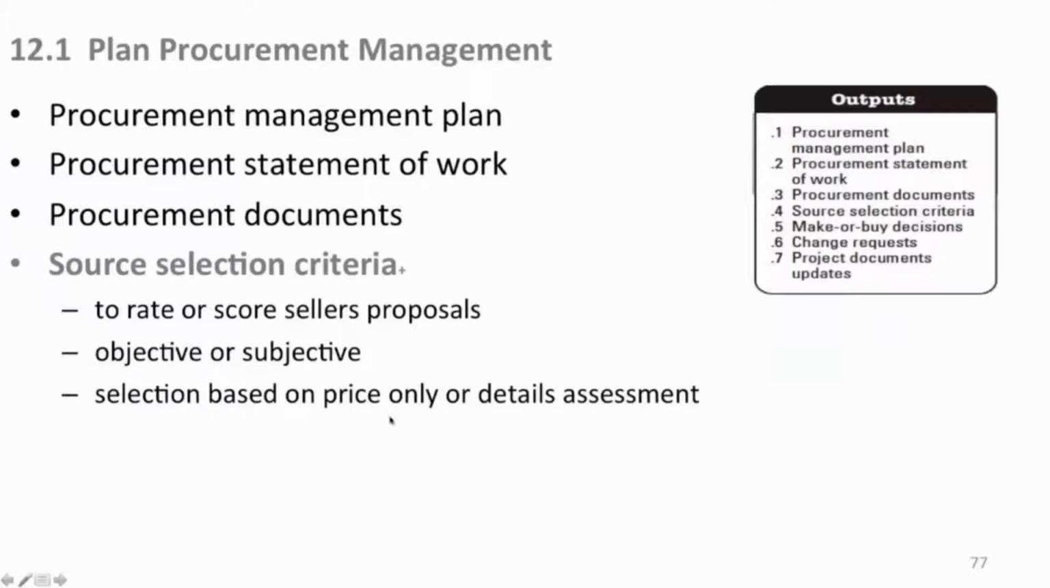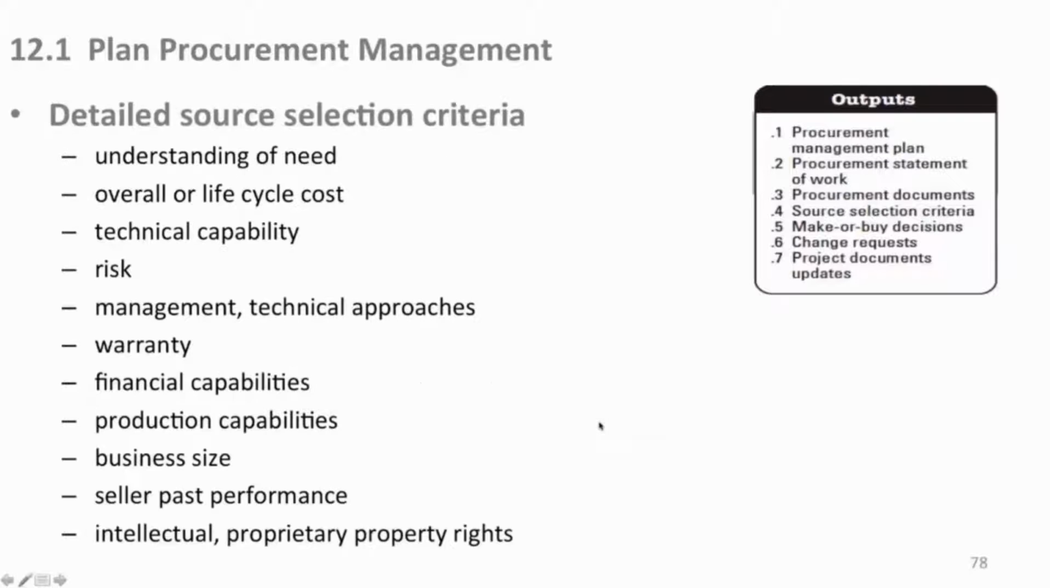And objective, of course, is just fixed things that you can actually check off in a box against various bidders. And the selection is based only on price or the detailed assessment of them. You don't want it just because they're your friend. You can't cook the books to give somebody work because they're your friend. It's got to be based on empirical data in front of you in a bid evaluation tally sheet, for example.